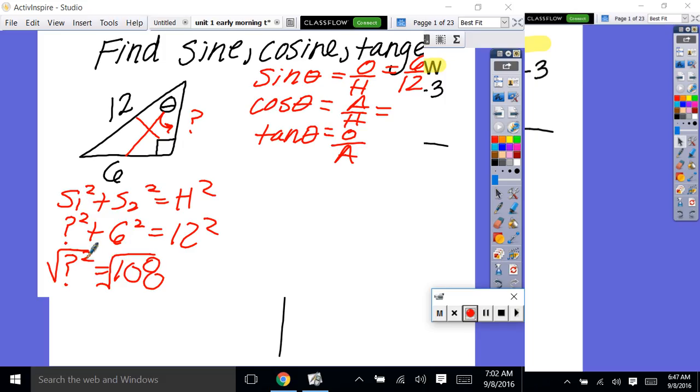So question mark is equal to, you type it into your calculator. If it comes out even, you're good. If it comes out a decimal, you have to do it by hand. It comes out a decimal. So we break it down by hand.